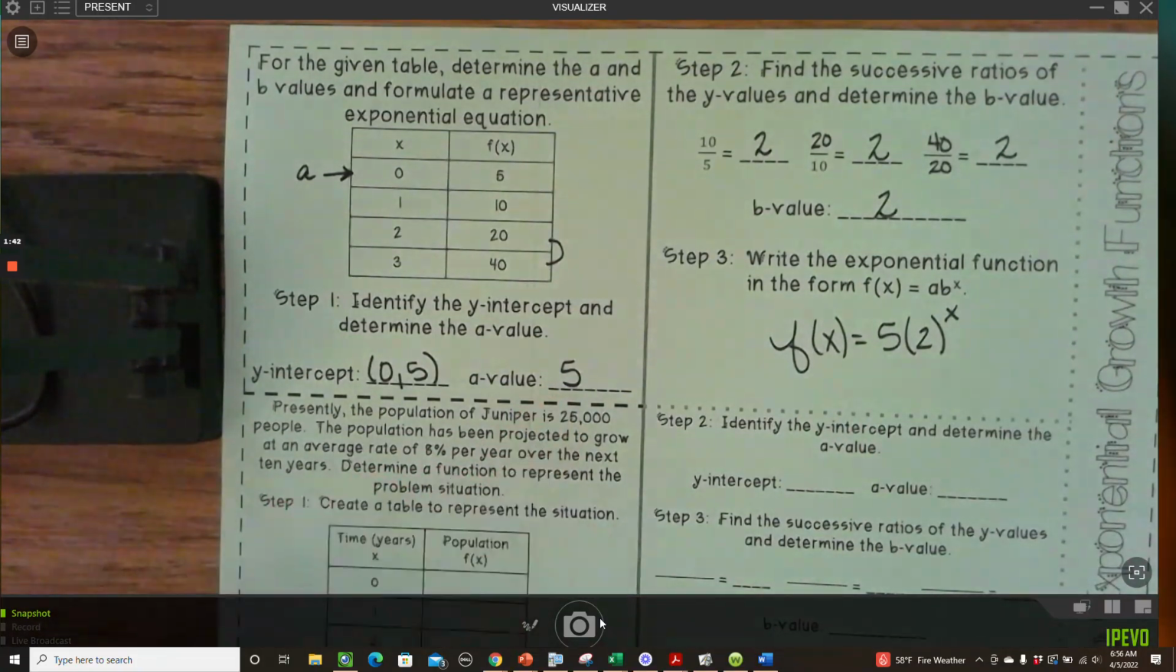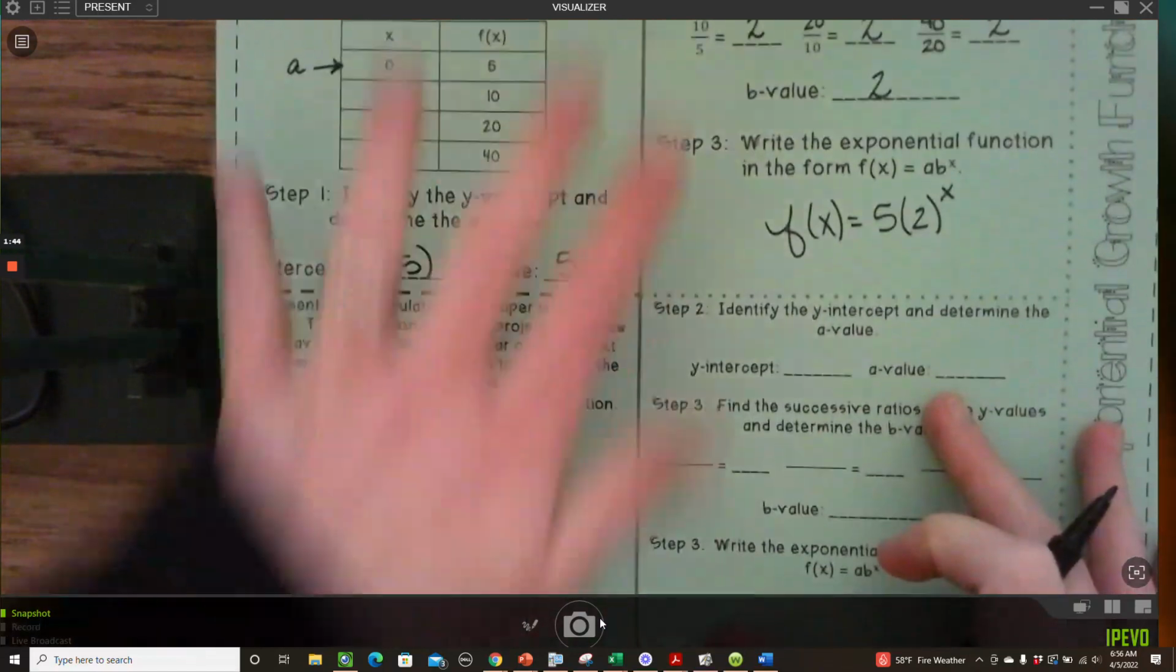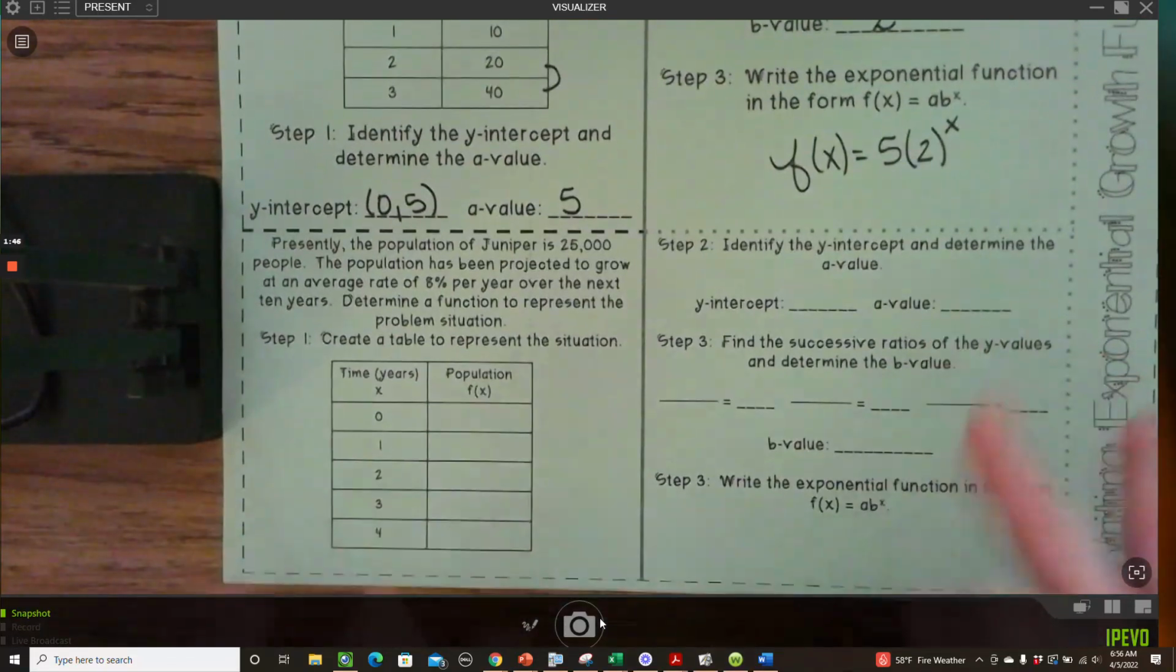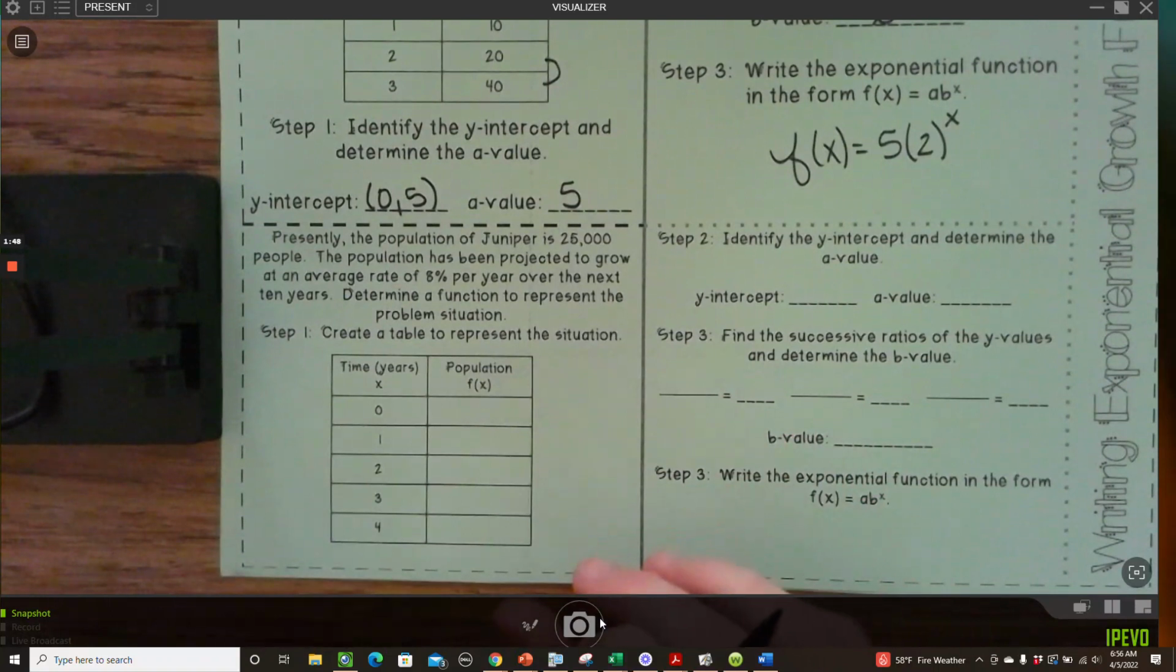So from a word problem, it's a little bit different because we have to create our own table. Presently the population of Juniper is 25,000 people. The population has been projected to grow at an average rate of 8% per year over the next 10 years. Determine a function to represent the problem situation. So the first thing we're going to do is create a table.